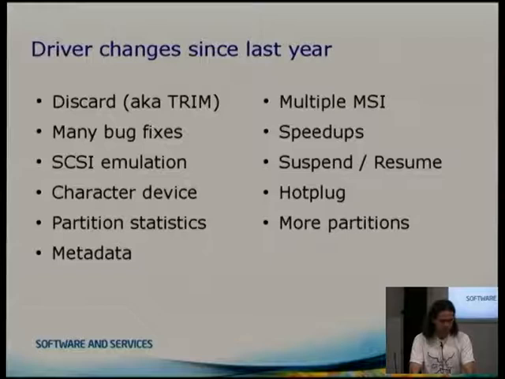We've added partition statistics. This is something we would have got straight out of the block layer if we were using more of the block layer, but we bypassed most of it, so we have to roll this kind of stuff ourselves. We have support for metadata. If, for example, this is like T10 DIF or DIX information. If you want to send CRCs for every sector, we now support that. That's awesome.